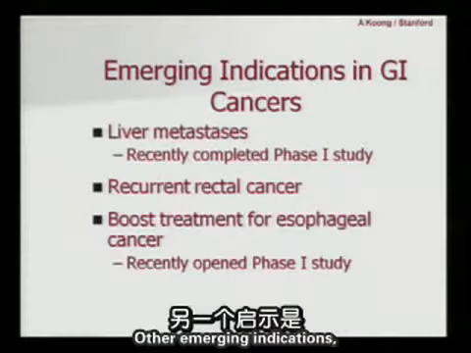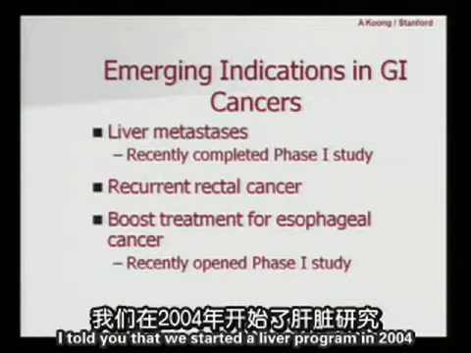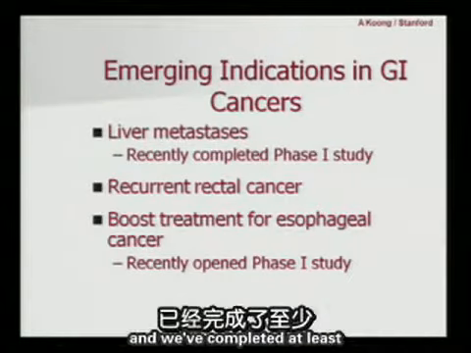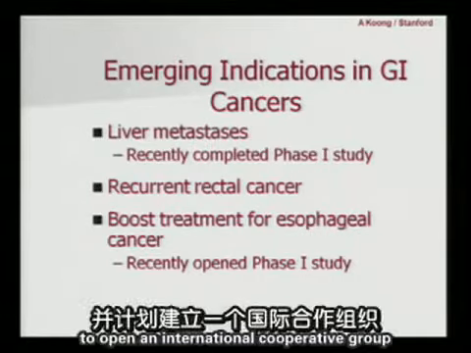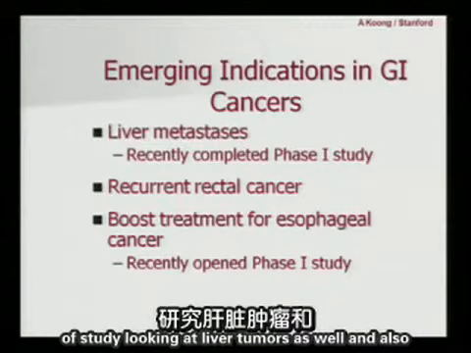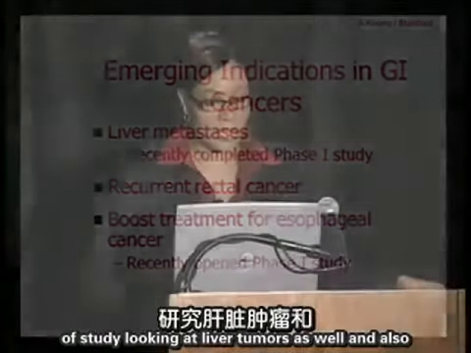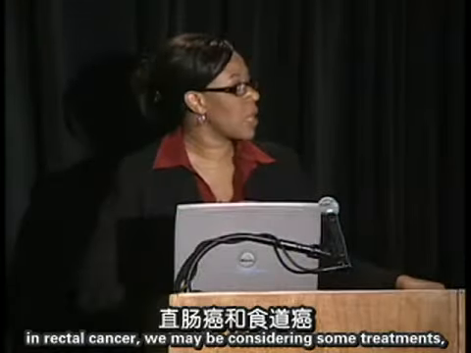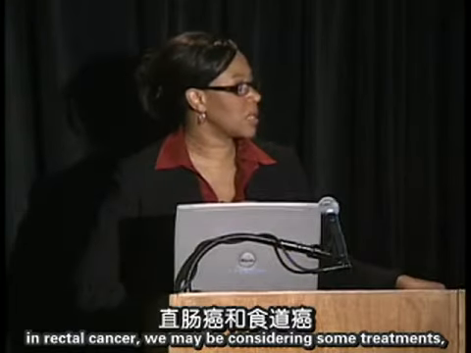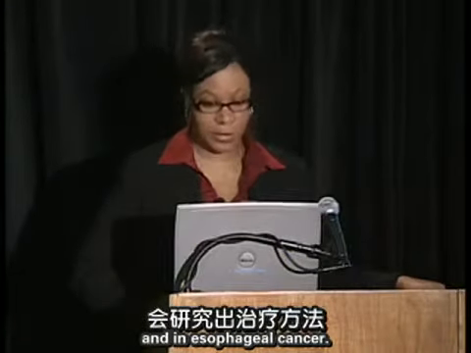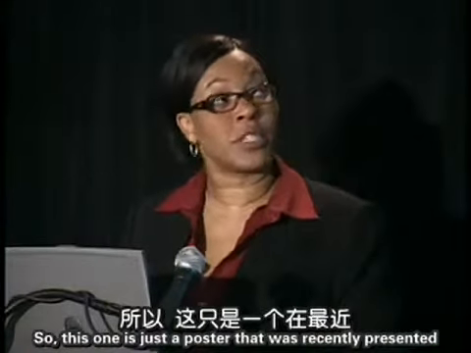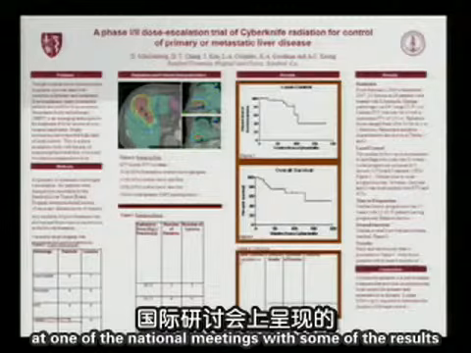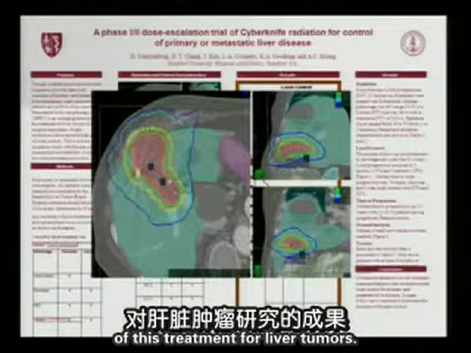Other emerging indications: I told you that we started a liver program in 2004, and we've completed at least one phase 1 study and are slated to open an international cooperative group study looking at liver tumors as well. And also in rectal cancer, we may be considering some treatments, and in esophageal cancer. So this one is just a poster that was recently presented at one of the national meetings with some of the results of this treatment for liver tumors.